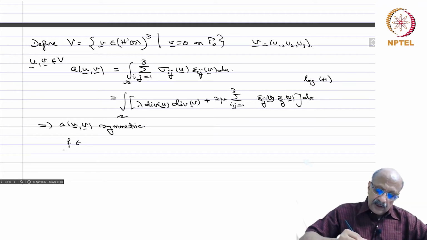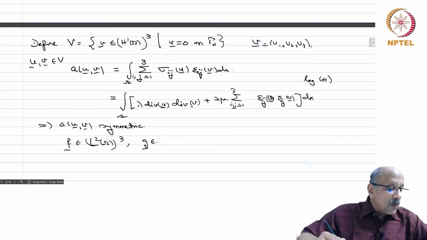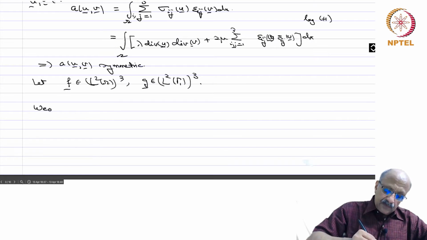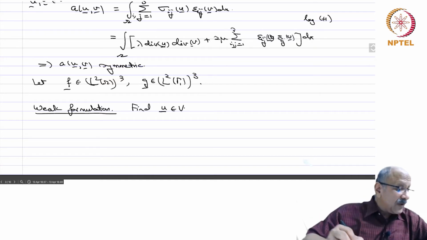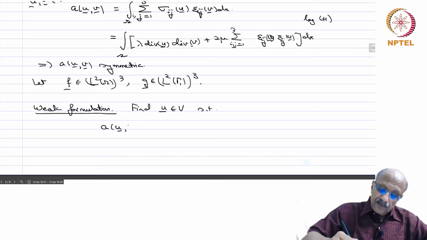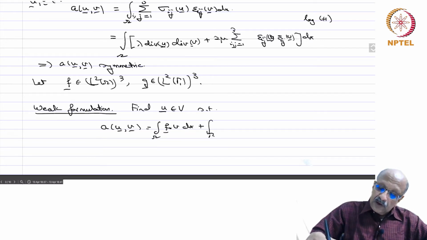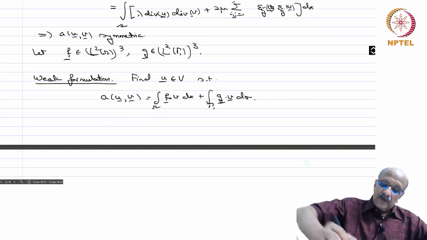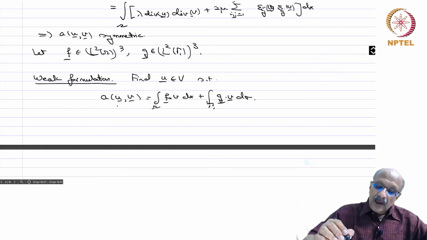So f in L2 of omega cubed and g belongs to L2 of gamma 1 cubed. Okay, so the weak formulation: find u in V such that a(u,v) equals integral over omega of f dot v dx plus integral over gamma 1 of g dot v d sigma. Okay, so this is the weak formulation. So you have the linear form, you have the bilinear form which is symmetric.